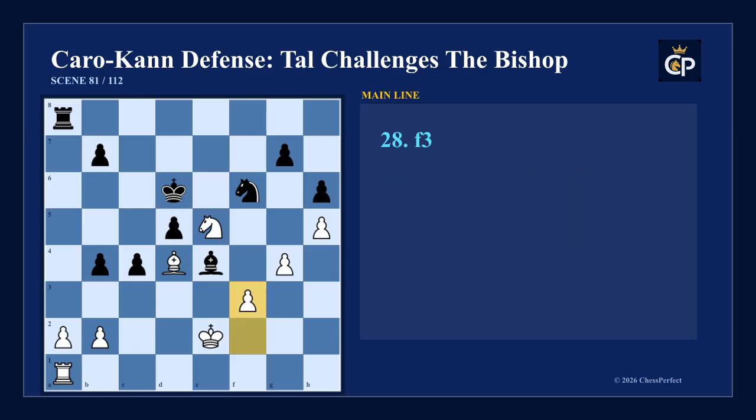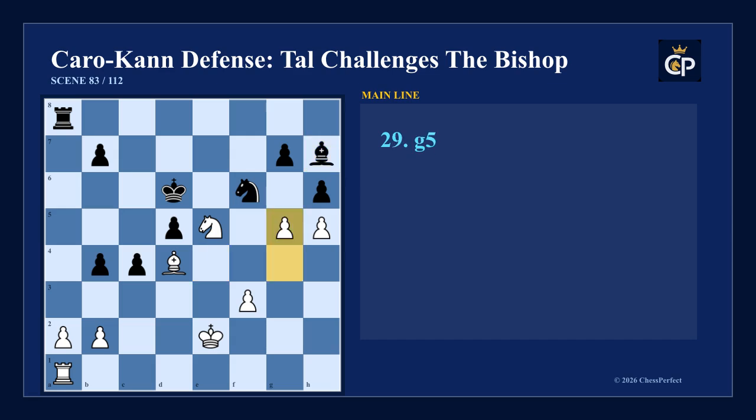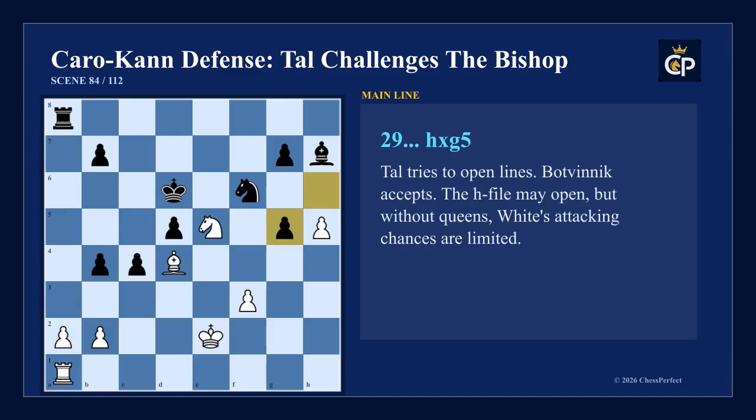f3. Bishop h7. The bishop retreats to safety. Black has won the central pawn and is ready to target the kingside pawns next. g5. H takes g5. Tal tries to open lines. Botvinnik accepts. The h-file may open, but without queens, white's attacking chances are limited.